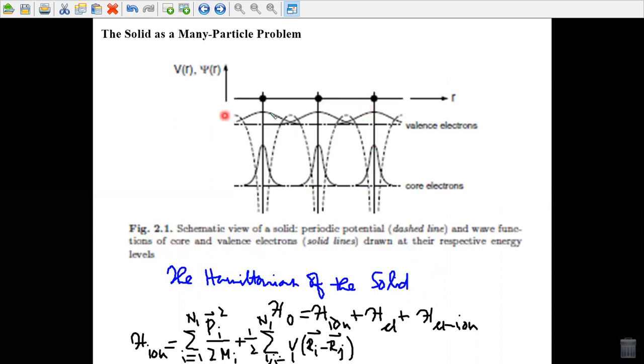So these are the valence electrons, these are the core electrons, these are the ions, and these are the lattice constant. Here it is plotted as R versus the periodic potentials and wave functions of core and valence electrons shown respectively, and their respective energy levels.